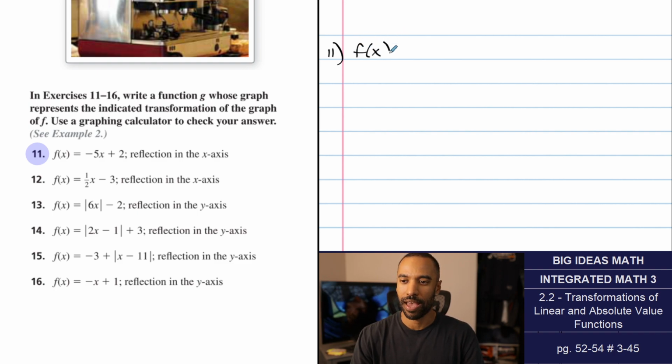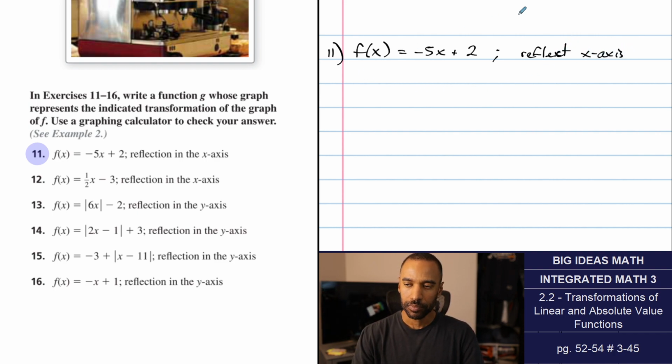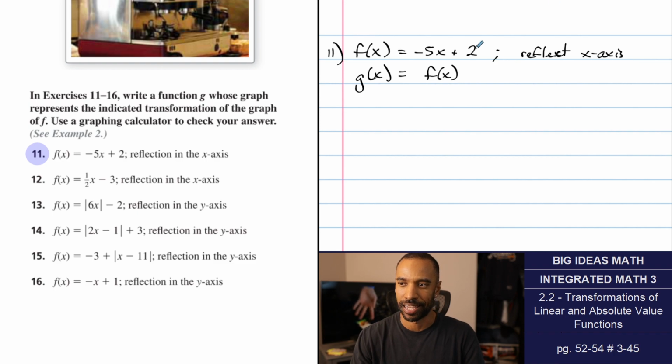So f of x equals negative 5x plus 2. Let's reflect in the x-axis. That's the one that we've done more often. Reflect in the x-axis. Okay, so g of x takes your f of x and changes its sign. It makes it opposite. It's the entire function, though.